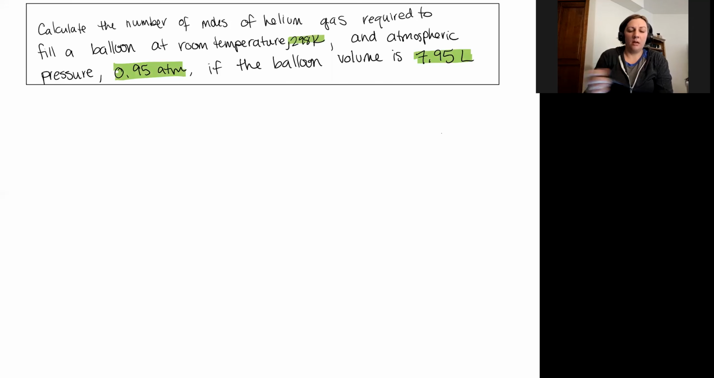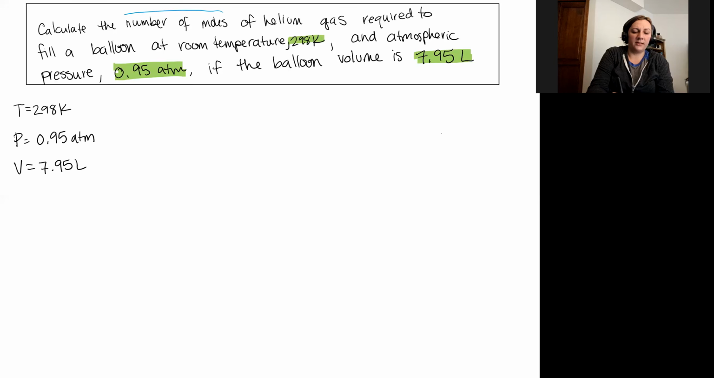Okay. So whenever I read problems like this, I personally have a hard time processing information in a word problem, and it helps to highlight the information given and then list it out to see how to solve the problem. So I know I have a temperature of 298 Kelvin. I know I have a pressure of 0.95 atmospheres, and I have a volume of 7.95 liters, and I'm being asked about the number of moles. So that's kind of the goal of my calculation, which is abbreviated N, and I have no idea what it is.